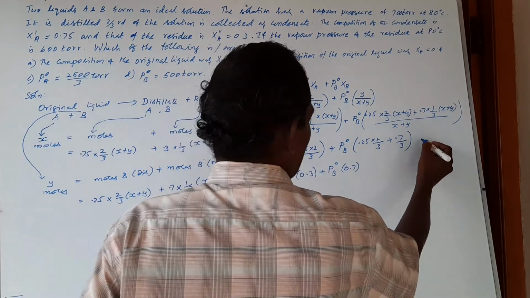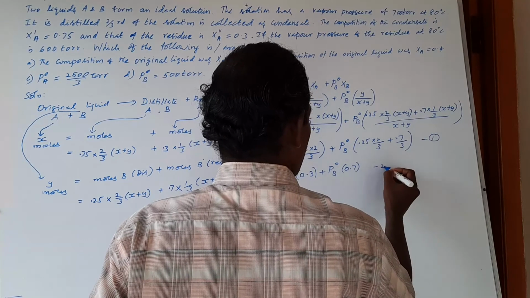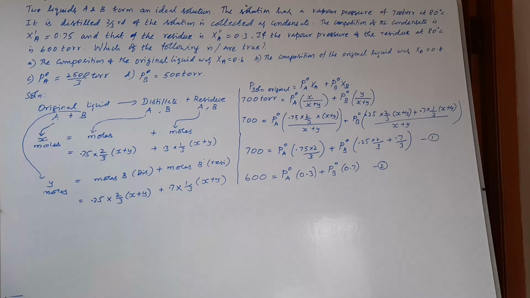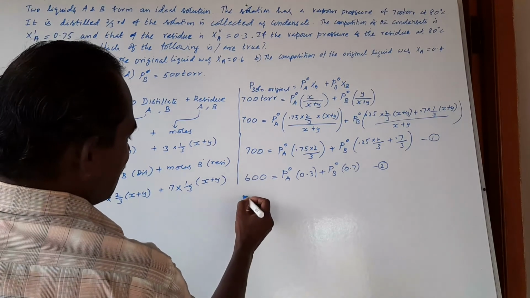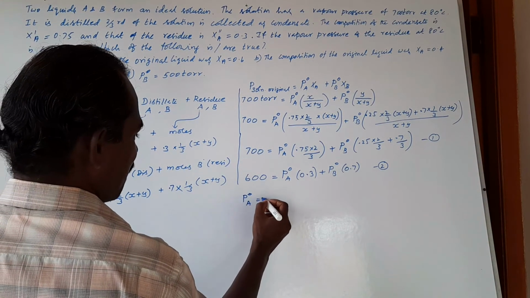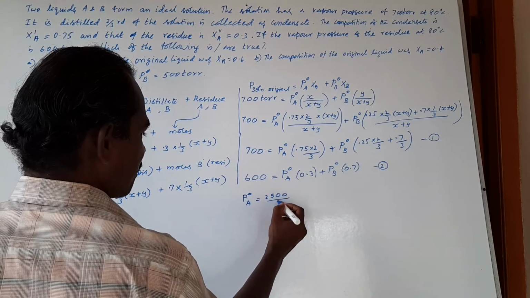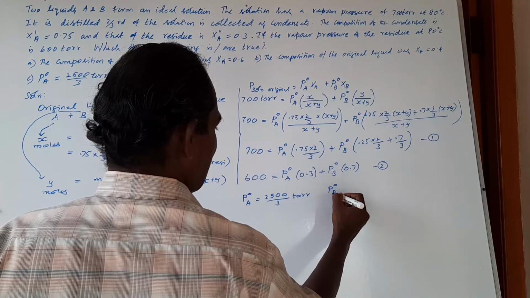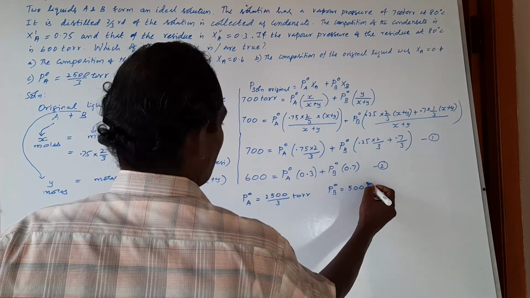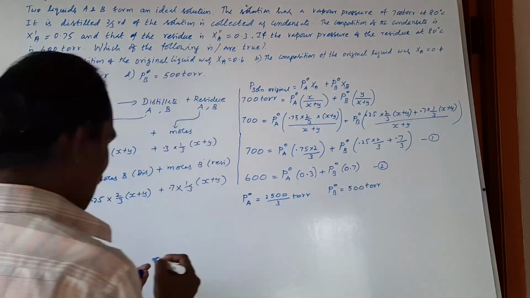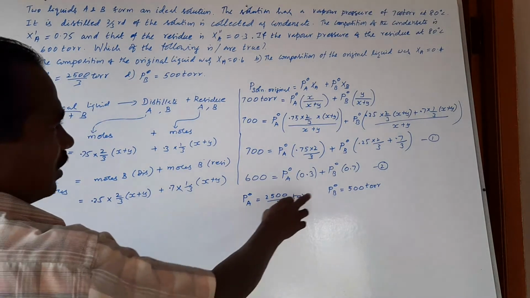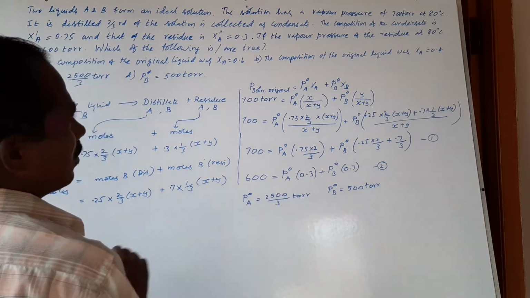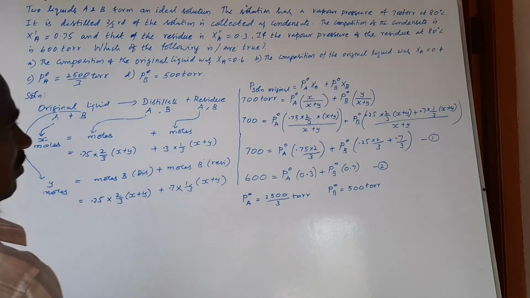Now let us see this first equation and second. Now by solving 1 and 2, we can get P0 A as well as P0 B. Both values we can get. Using this P0 A and P0 B, what value we can get, that we will see.